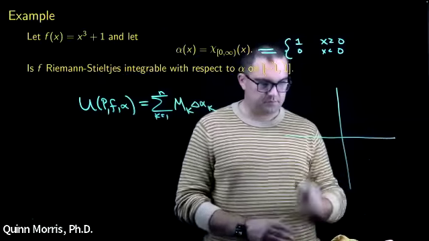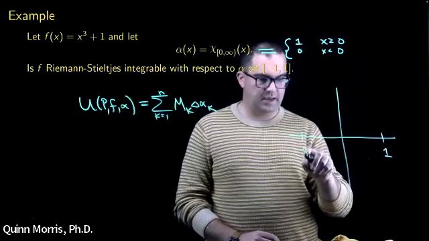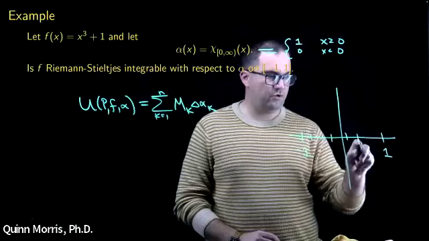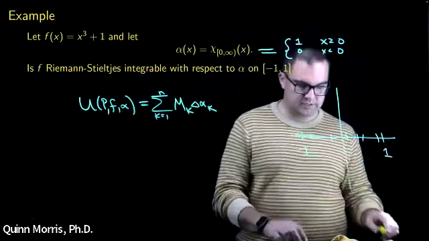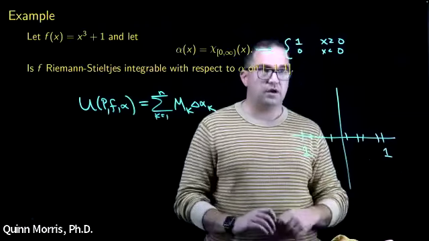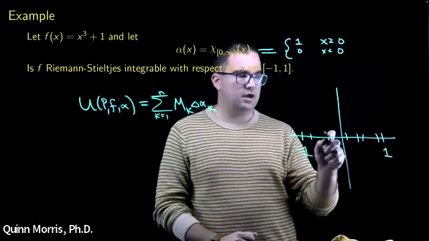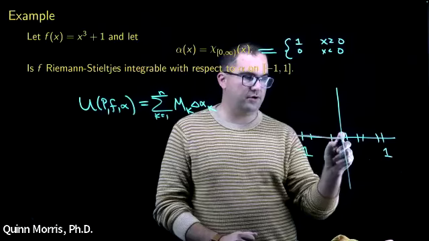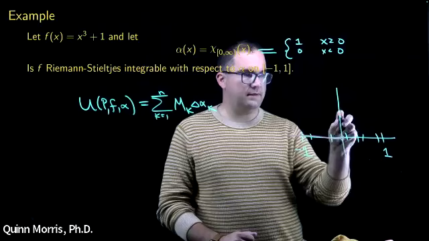So I'm working on the interval -1 to 1, and I have some partition of this interval. It doesn't have to be uniform, right? So maybe those are my partition points. And then I have my function alpha of x, so that's what I want to plot here. And alpha of x just looks like it's 0 over here, and then once we get to 0, it switches to the value of 1.